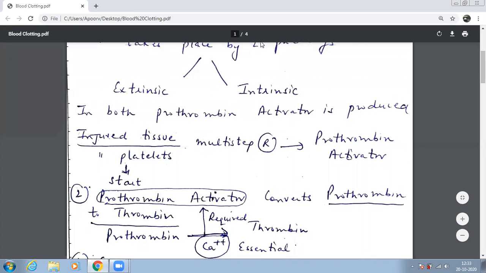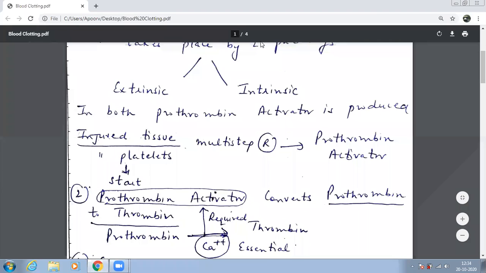Prothrombin activator. So your second step is the conversion of prothrombin to thrombin. What is the second step? Conversion of prothrombin to thrombin. And who is going to help with this? It is the prothrombin activator. The prothrombin activator will convert prothrombin to what? It will convert it to thrombin. So for the conversion of prothrombin to thrombin, two things are required. One is your activator, which was made in the first step, that is your prothrombin activator. And second is the presence of calcium ions.